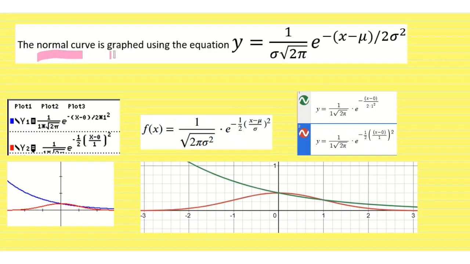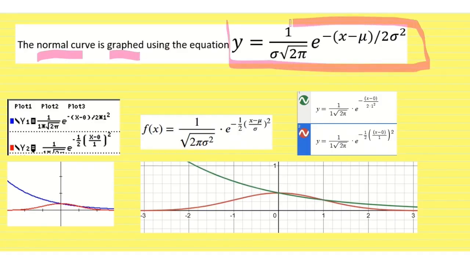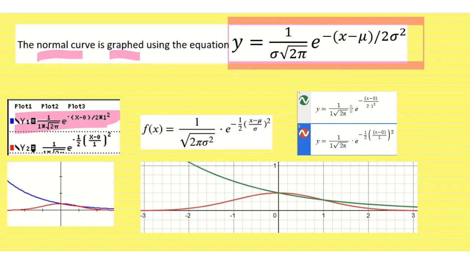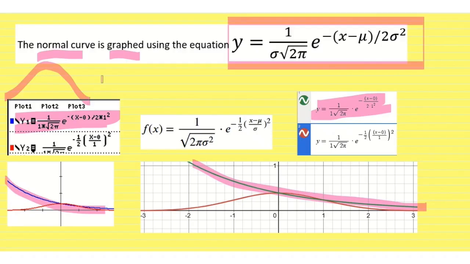The normal curve is graphed using this equation. At least that's what the textbook that we are using says. But when I put that equation in here in the TI-84, and I also put that equation in here in Desmos, well, it gave me this graph right here. That is not a normal curve. Normal curve needs to look like that.